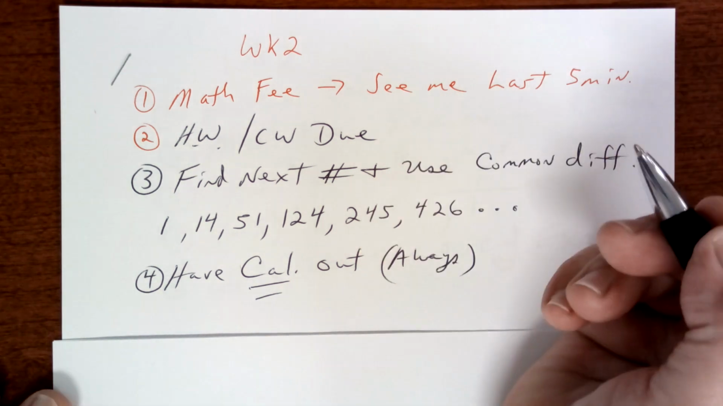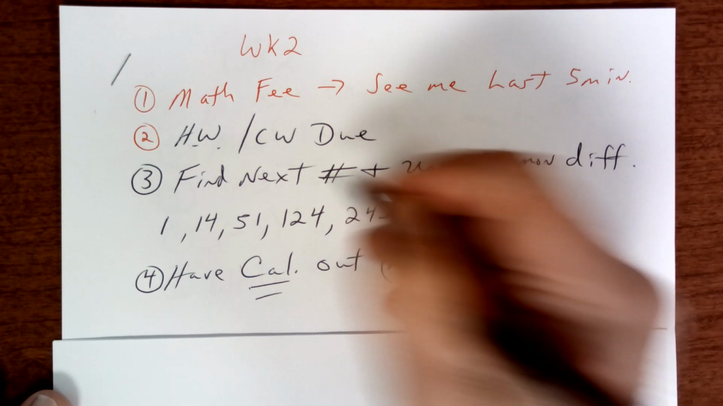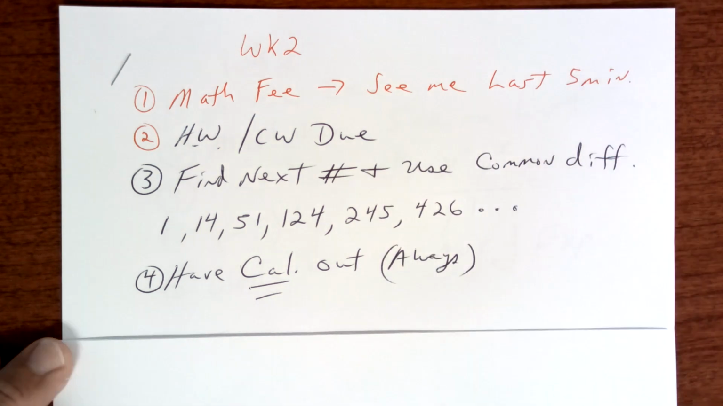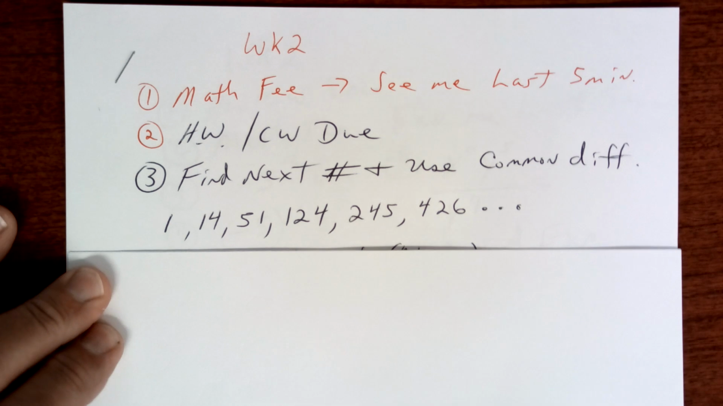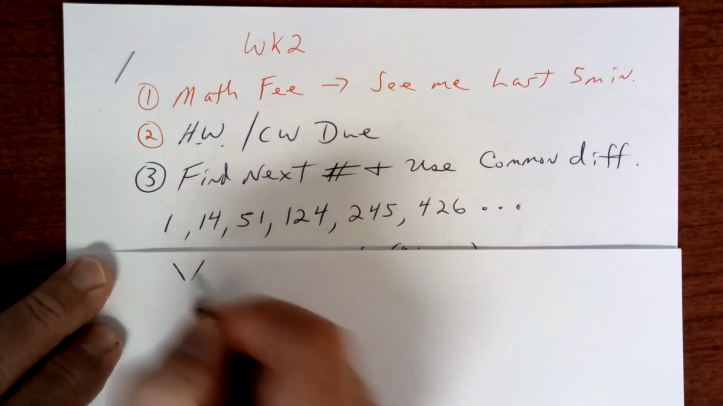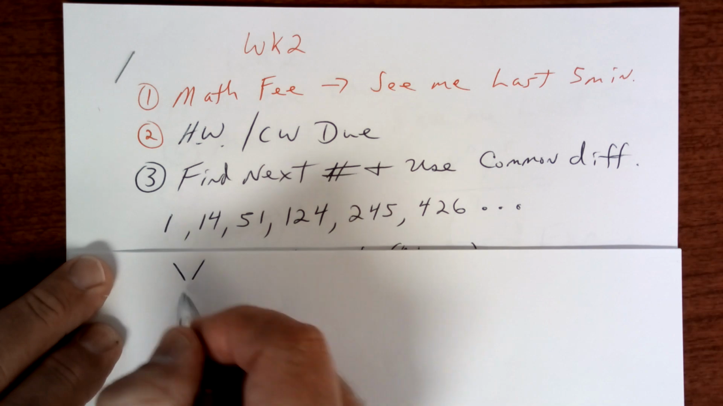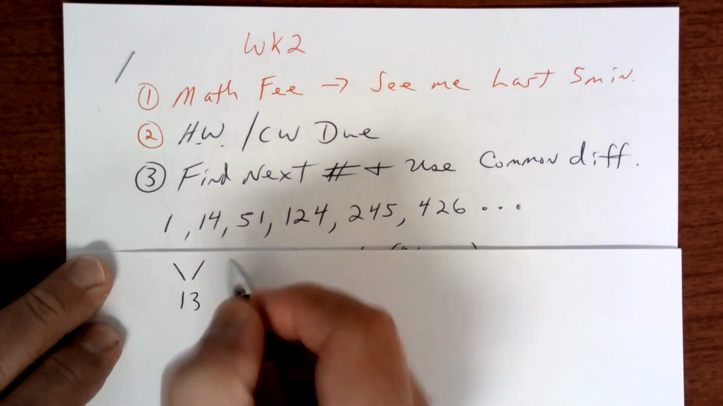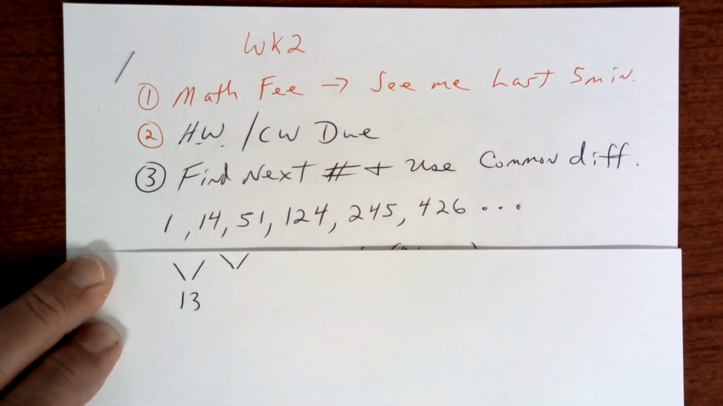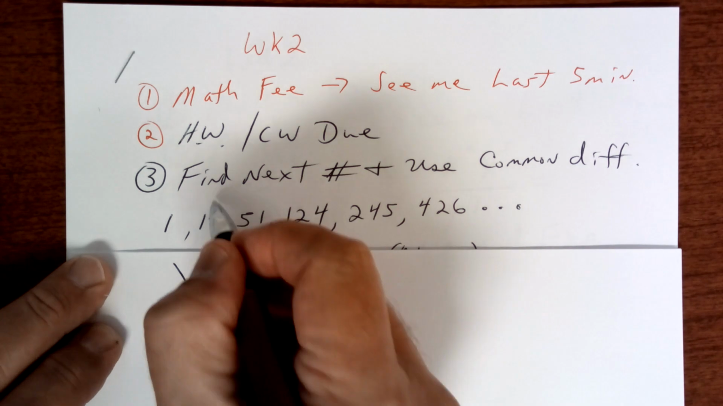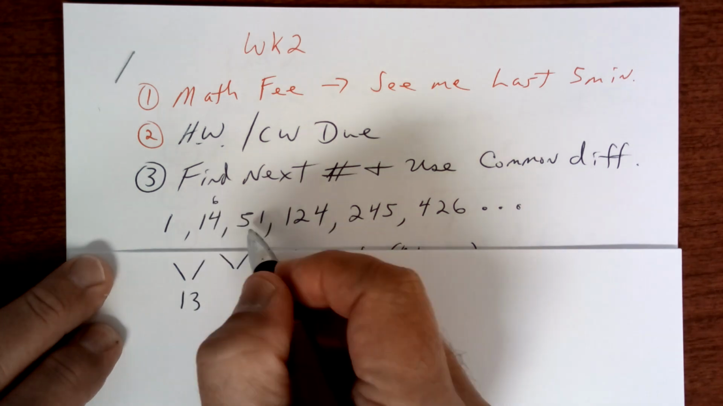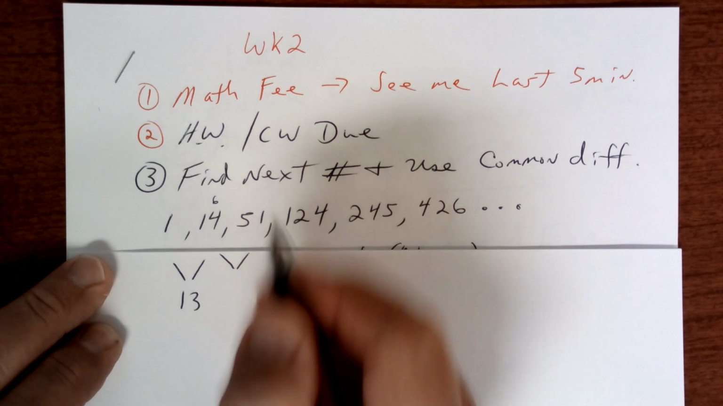Find the next numbers and use the common difference. Well, for this right here, you have to subtract these two. So 14 minus 1 gives you 13. And then you have to subtract those. 6 more makes 20. So that's going to be 31, 37, I believe it is.